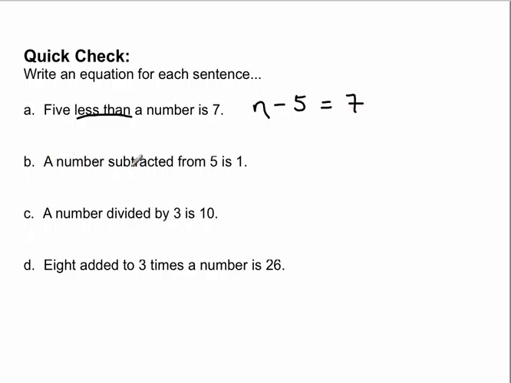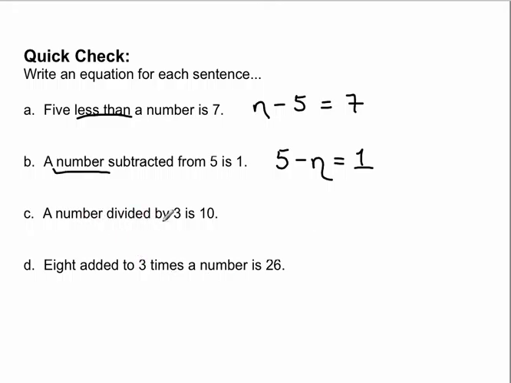A number subtracted from 5. So now we are taking away the number from 5. So 5 comes first in this case, and then we are taking away the number. Is means equals, and 1.